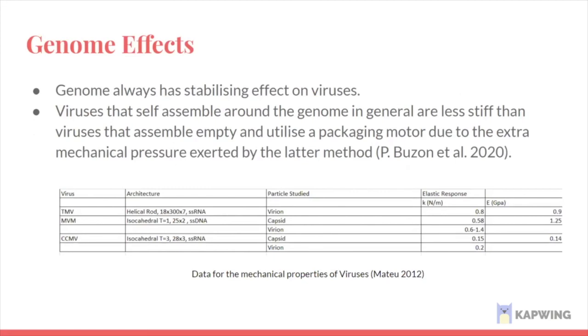Armed with these tools, we can investigate the effects of different factors on the mechanical properties of viruses. Firstly, we can compare what effect the genome has on overall virus stability. As Alvaro previously mentioned, there is an attractive electrostatic interaction between the capsid proteins and the genome. Hence, the genome is expected to have a stabilizing effect. This is observed. In general, we note the following trend, that viruses that self-assemble empty and insert the genome after, such as a bacteriophage, using a packaging motor, are in general mechanically stronger than viruses that self-assemble around the genome. This is due to the greater mechanical pressure associated with the former method of self-assembly.